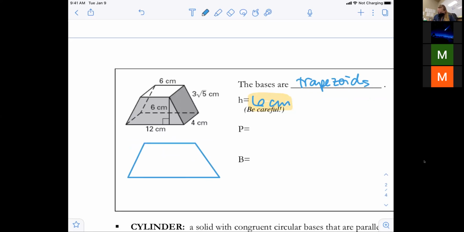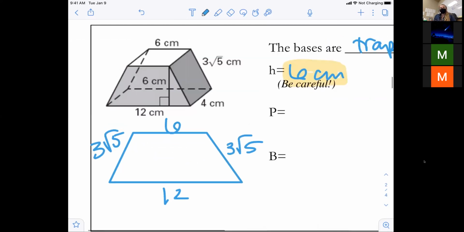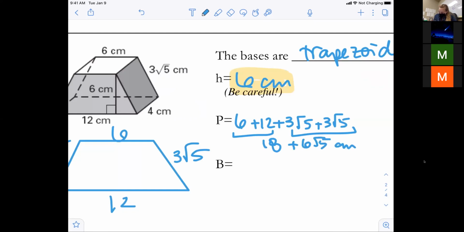Okay, only slightly tragic. One of my bases is 12, one is 6, and these slant sides are both 3 root 5. So my perimeter is going to be 6 plus 12 plus 3 root 5 plus 3 root 5. You can add 6 and 12 together to be 18, and you can add 3 root 5 plus 3 root 5, and I get 6 root 5, and that's centimeters.